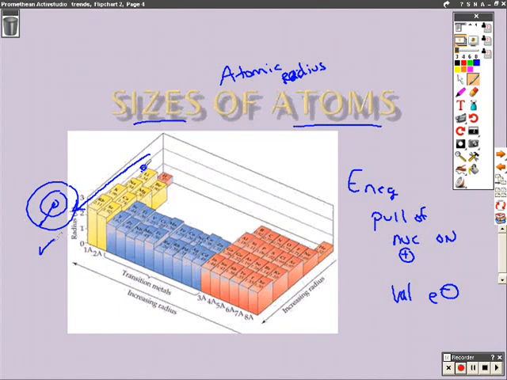What else happens as you go down? There's increased shielding. What's shielding? All those inner electrons blocking the pull, or shielding the pull, of the nucleus on this valence electron out here. Okay? So there's two reasons as you go down why the radius increases and why the electronegativity gets lower.